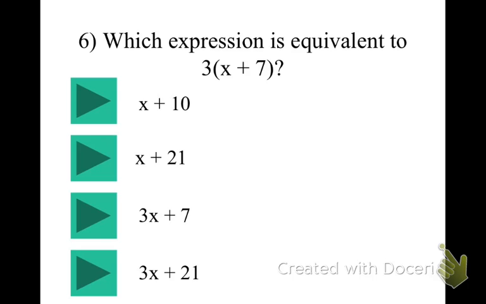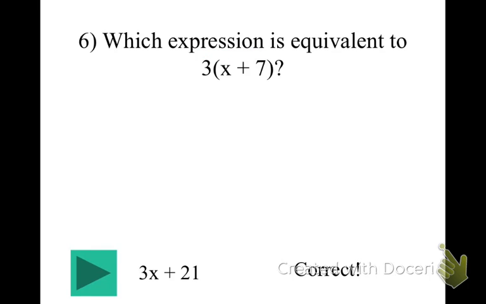Now we bring in a variable. Note that we are distributing the 3. We have to distribute the 3 to the first term, which is x, and distribute it to the second term, which is 7, and an addition sign goes between them. So 3 times x plus 3 times 7, and you can actually evaluate that to get 3x plus 21.